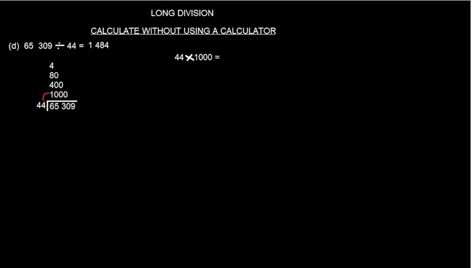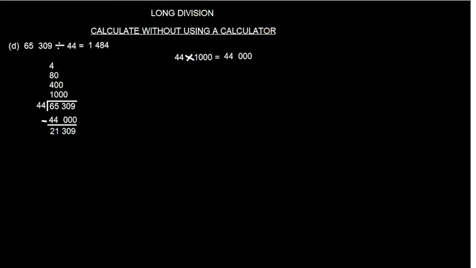Then my answer is equal to 44,000. Then I'm going to let 44,000 be negative. Then I'm going to subtract from 65,309. Answer is 21,309.